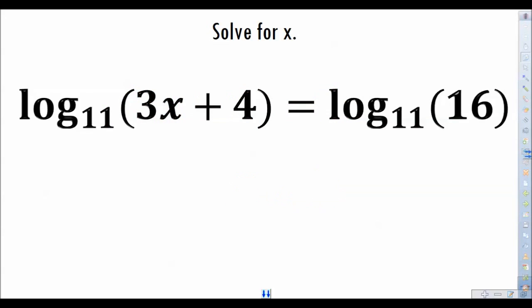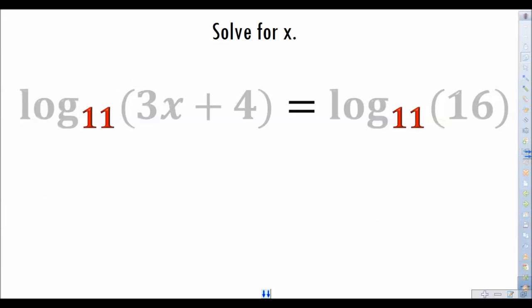How about this problem? Same situation, right? Because they both have the same base of 11, that means that 3x plus 4 must be equal to 16, so then we can just solve that problem. Subtract the 4 from the 16, so it gives you 12. 12 divided by 3 would give you 4, so I'm pretty sure x would have to be 4.